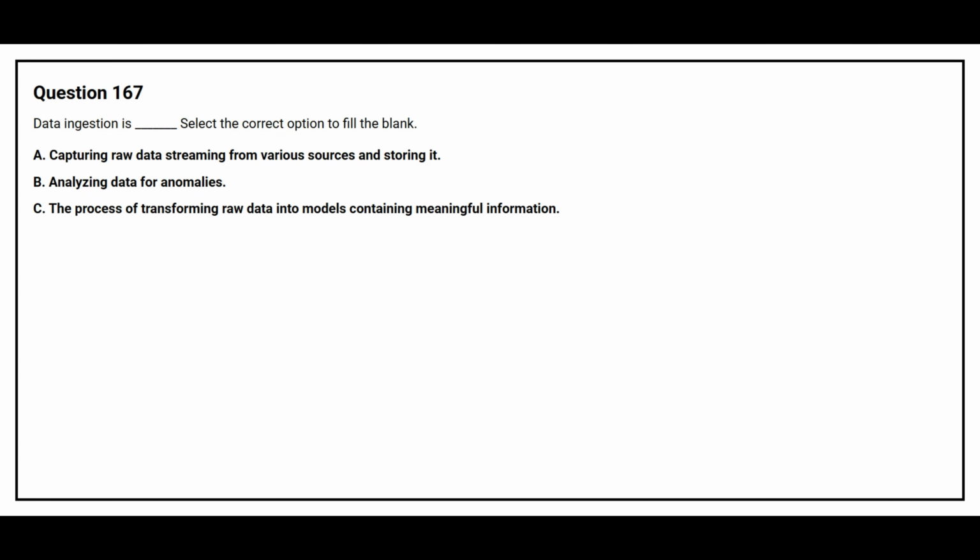Question number 167. Data ingestion is blank space. Select the correct option to fill the blank. Option A, capturing raw data, streaming from various sources and storing it. Option B, analyzing data for anomalies. Option C, the process of transforming raw data into models containing meaningful information. The correct answer is option A, capturing raw data, streaming from various sources and storing it.